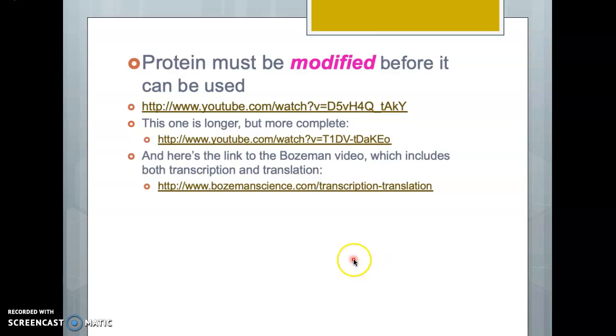These 3 video links, yes, I want you to watch all 3 of them. It's going to be a lot of repeat information because transcription and translation doesn't change. But each one focuses on a slightly different part of it, and it's important that you watch all 3. You can do that on your own time. I'm going to continue right now. I've got a couple more slides to go.